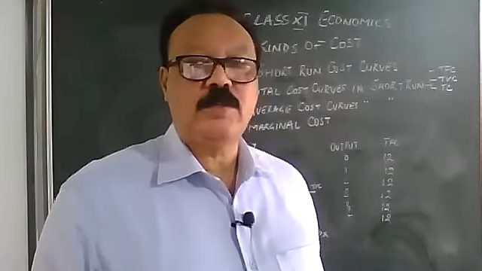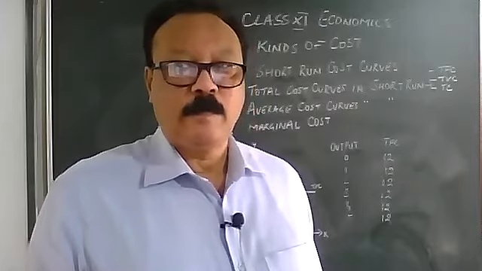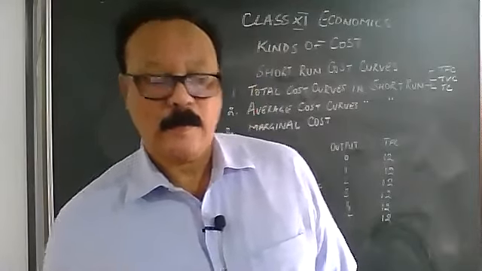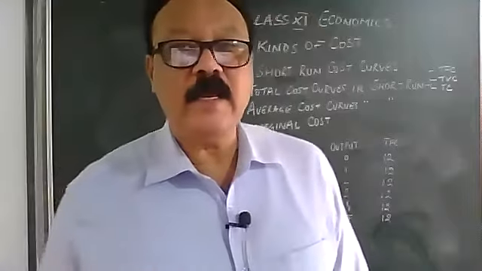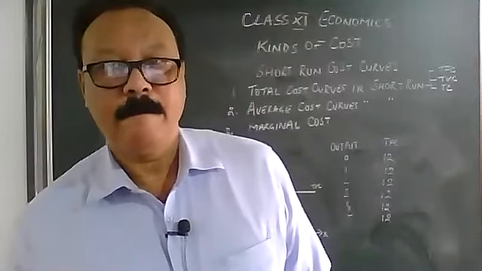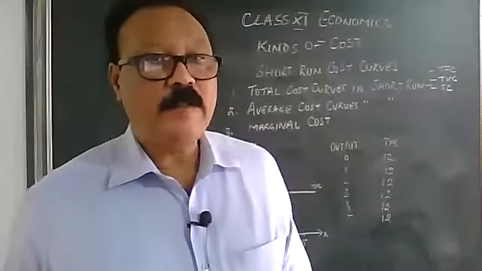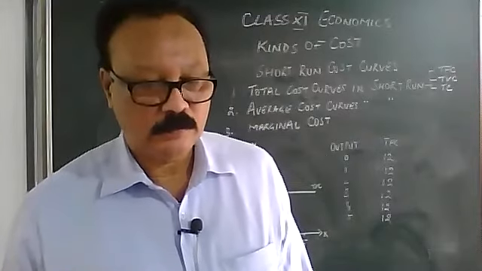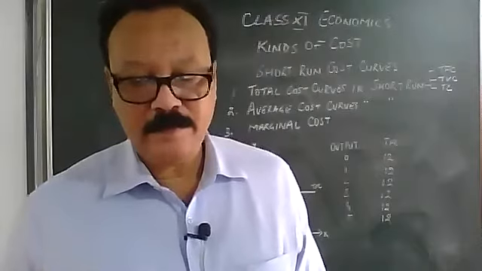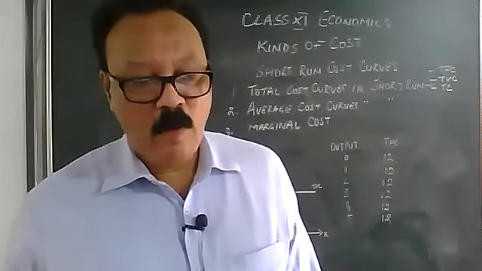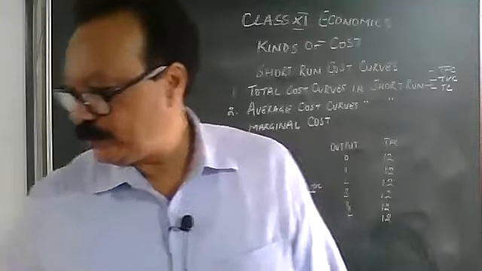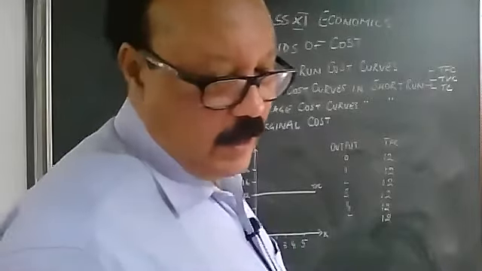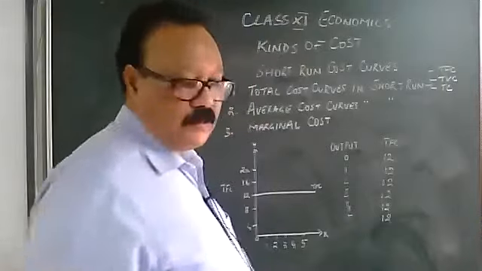Total variable cost changes directly with the level of output, rising as more is produced and falling as less is produced.